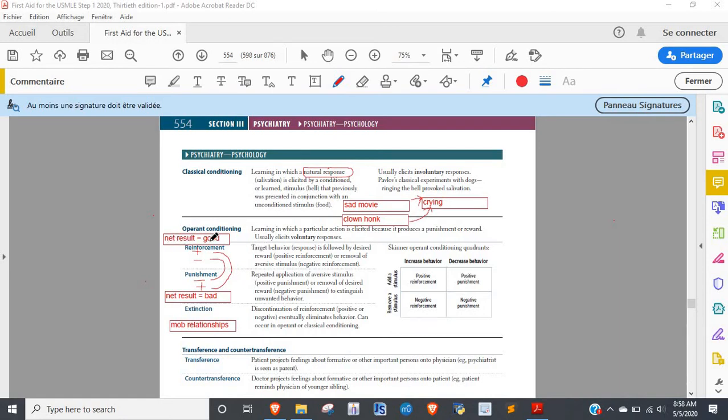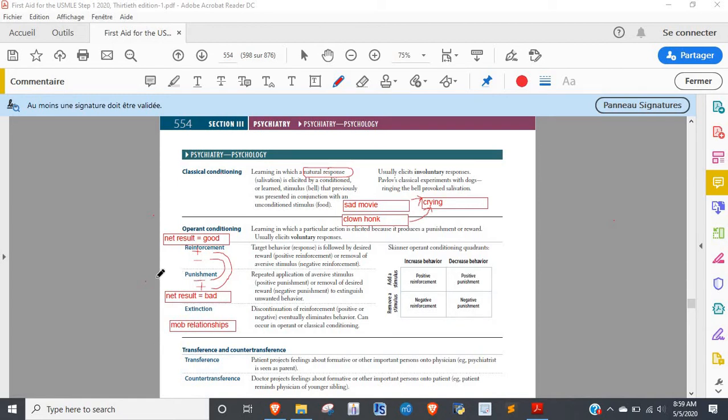So anyway, why did I connect positive reinforcement, positive punishment, negative reinforcement, and negative punishment? Well, let's quickly take a look at what ends up happening. With reinforcement, the net result is always good. So whatever's happening, it's something good. And punishment, the net result is always bad. Reinforcement, if it's positive, it means you give something. If it's negative, it means you take it away. Same thing with punishment.